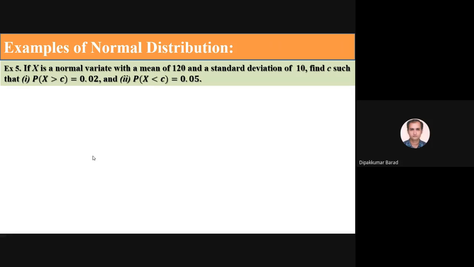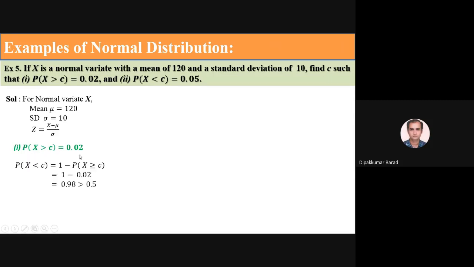So first we look at the first one, P of x greater than C. First we convert into a standard normal variant, and so we write this, but we don't know about x right now. So what we can say here is, the standard normal variant z is equal to x minus mu upon sigma, and mu we have been given as 120 and the deviation is given as 10. And the probability of x greater than C is 0.02.